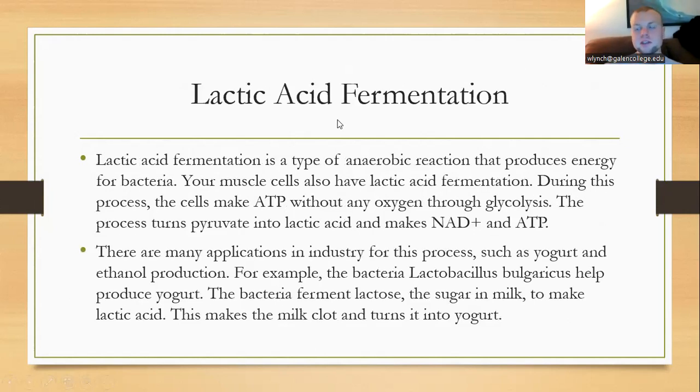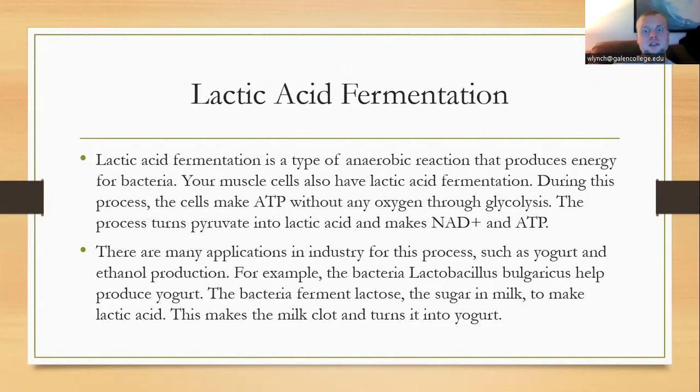Next is the lactic acid fermentation. Lactic acid fermentation is going to be a byproduct of anaerobic activity. So when we do not have oxygen present, usually lactic acid is going to be a byproduct of this metabolism. So muscle cells are going to be able to do lactic acid fermentation in the human body. We also see that bacteria are going to produce lactic acid to a large degree during anaerobic environments. During this process, the cells are going to make ATP without oxygen. The process is going to turn the pyruvate made in glycolysis into lactic acid.